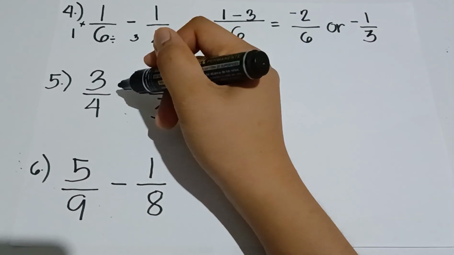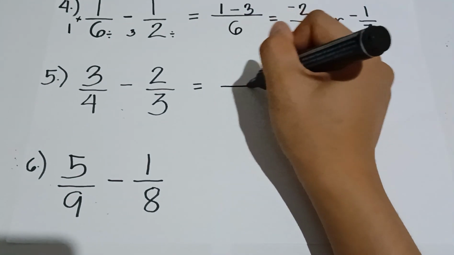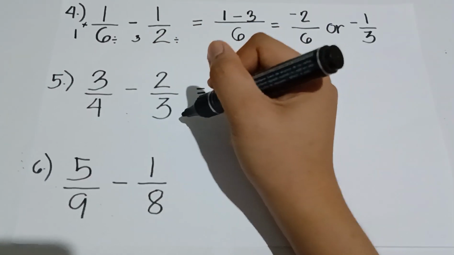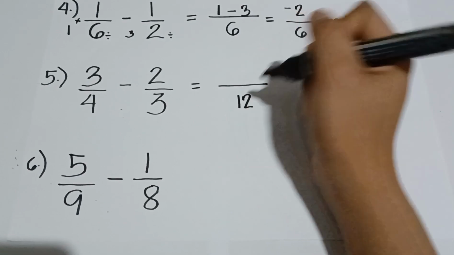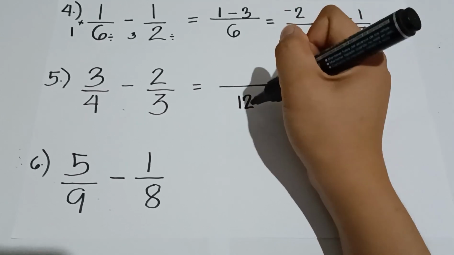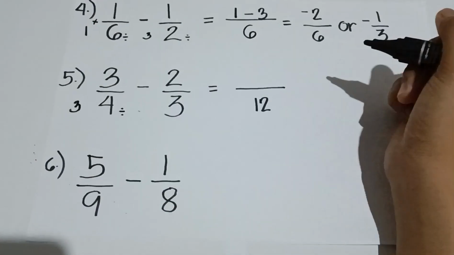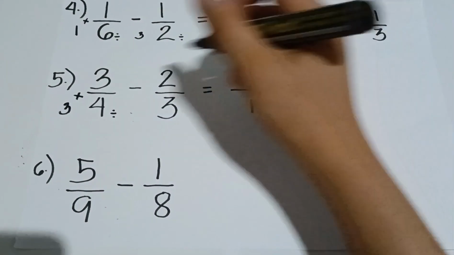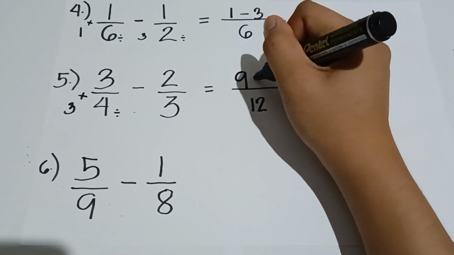Next example, we have 3/4 minus 2/3. What is the LCD of 4 and 3? What number can be divided by 4 and can also be divided by 3? That is 12. So, we divide 12 by the denominator of 3/4. 12 divided by 4 gives us the answer of 3. And then we multiply to the numerator. So, 3 times 3 is 9.